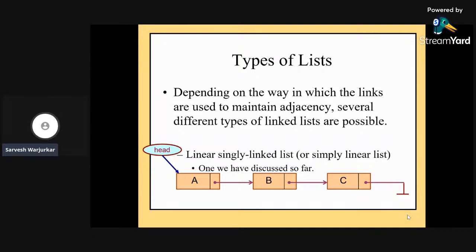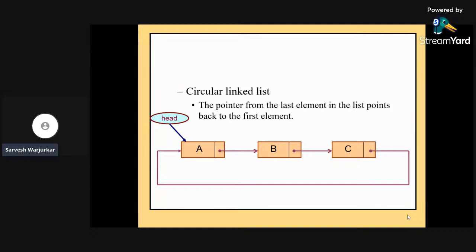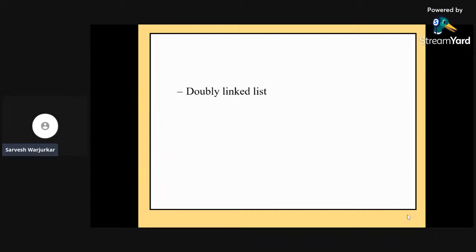If we change the address of C from null to the address of A, ultimately the last node points towards the first node, and this is nothing but the circular linked list, exactly like this. Say A has the address of B, B has the address of C, and C has the address of A. Apart from null, we have shifted it to A. Ultimately, this whole process is called a circular linked list.